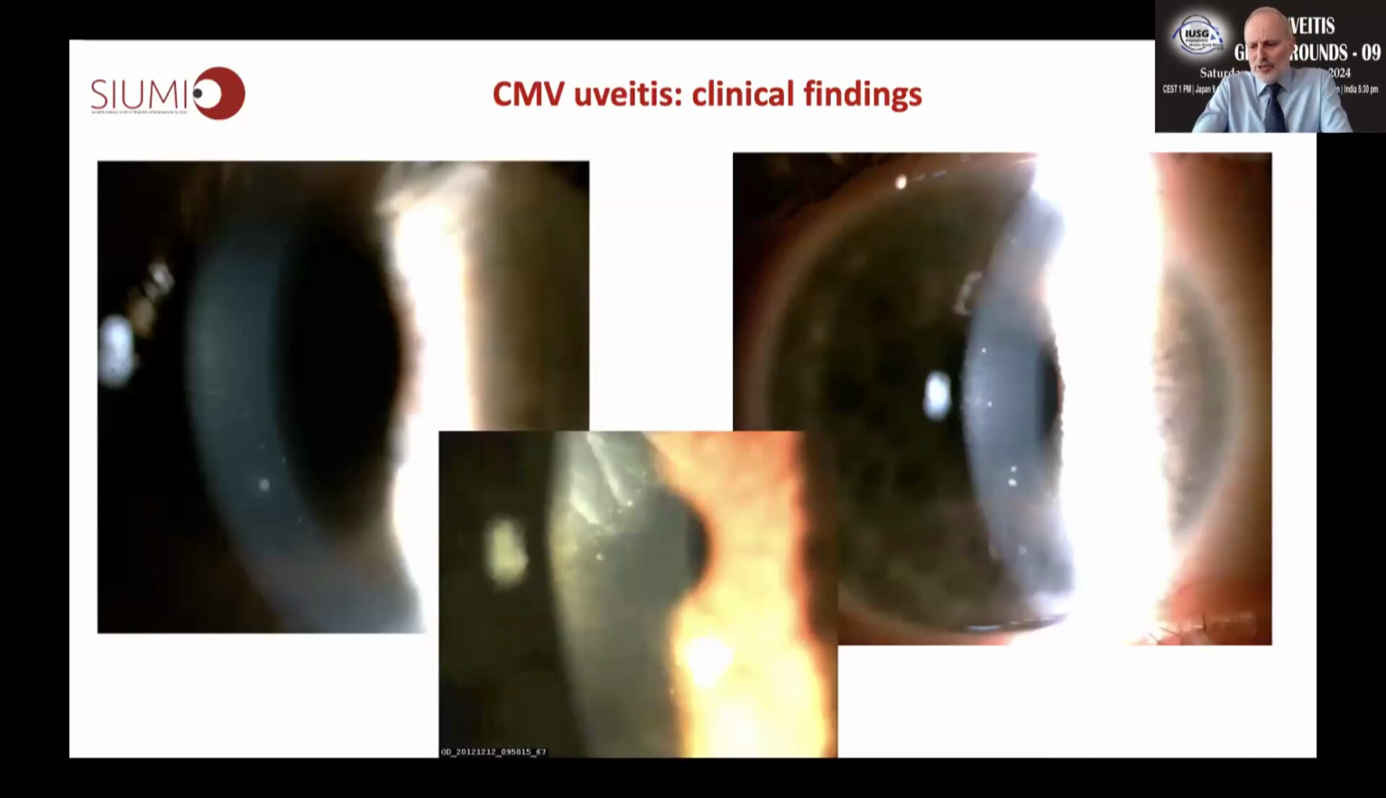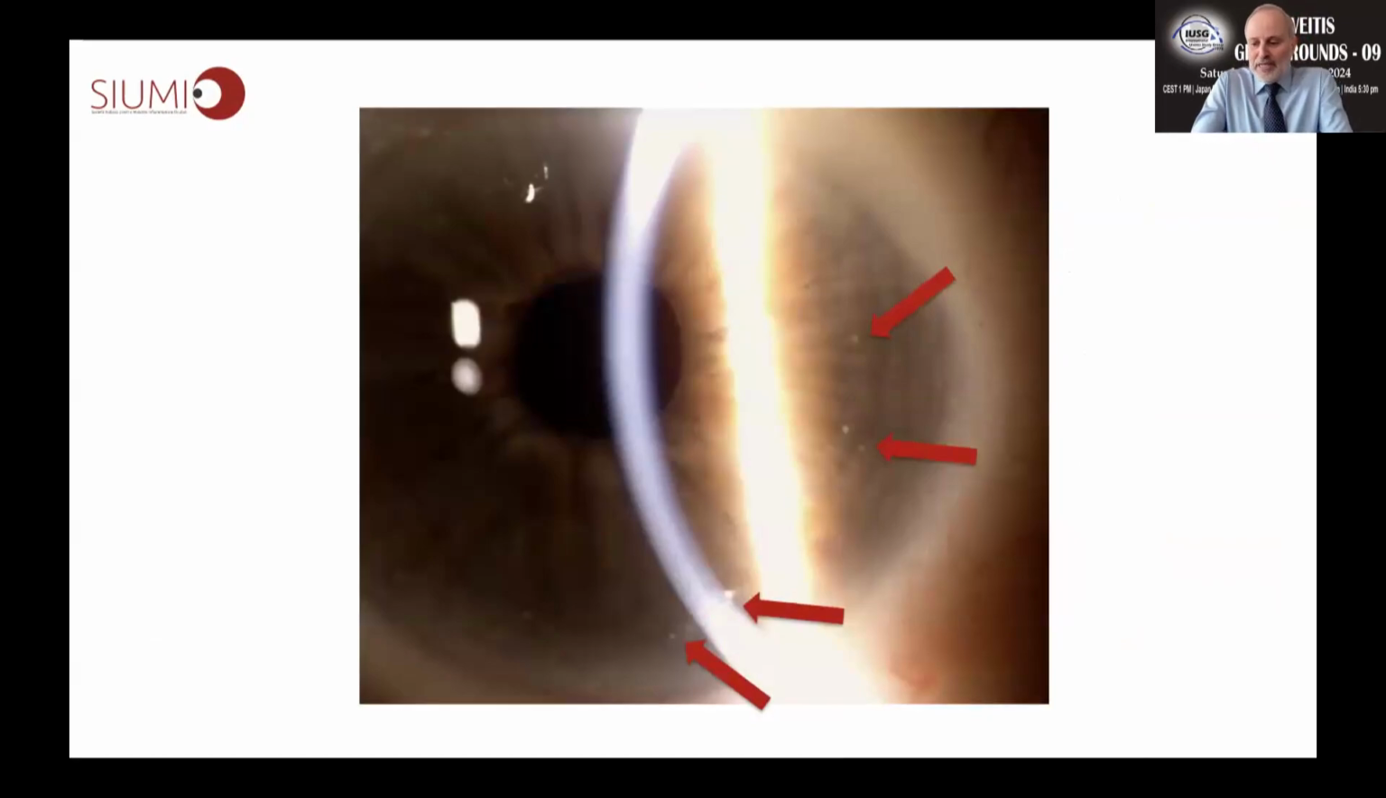These are typical features of CMV anterior uveitis with round, small keratic precipitates. And just in the middle of the slides, you can see how precipitates are located when you have an endothelitis with also Descemet folds. It's very important to have a look in patients who develop uveitis after cataract extraction.